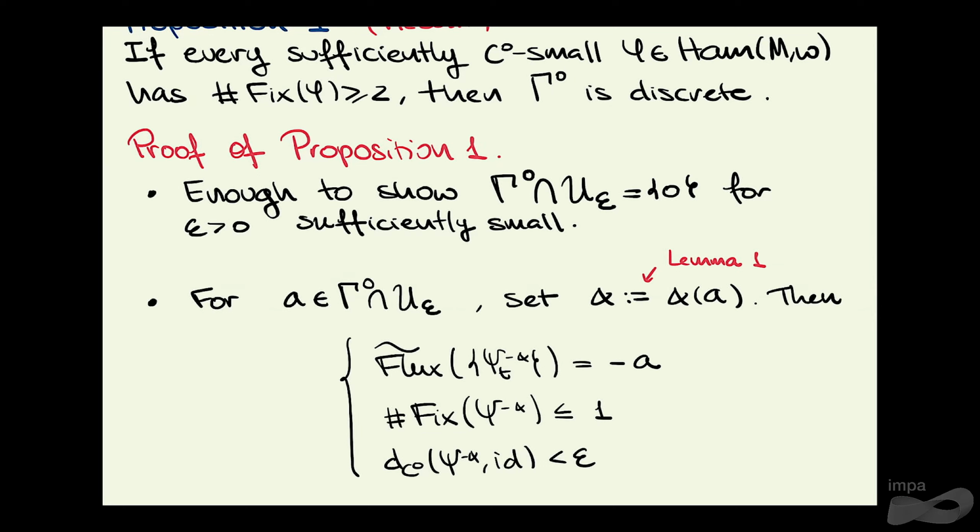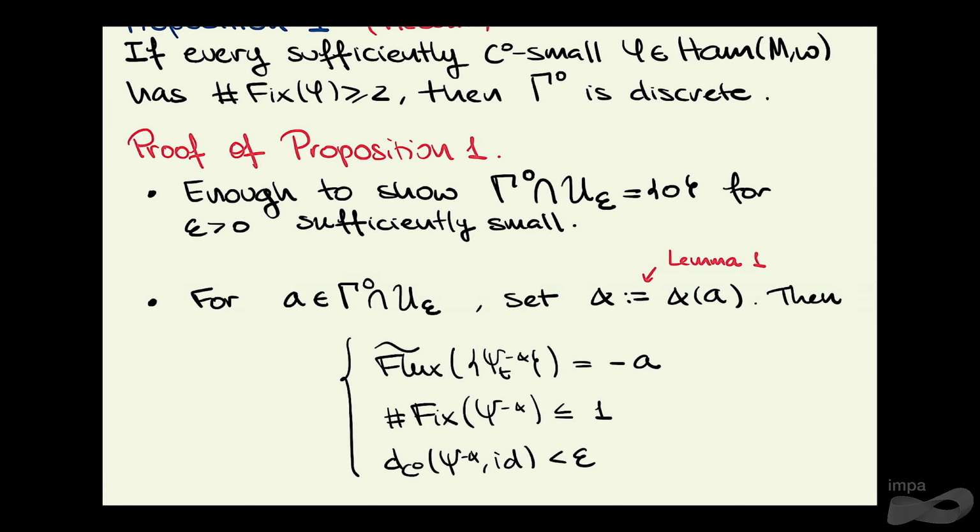Well, it's enough to show that gamma 0 is discrete, right? It's enough to show that it's discrete and that the origin has no accumulation point. So this is equivalent to showing that this intersection is trivial for a sufficiently small epsilon. So we take an arbitrarily small epsilon and take a non-trivial class A in this intersection. So this class is in gamma 0 and in the neighborhood that we constructed. Because why? Well, we want to represent this class by that special one form with few zeros.